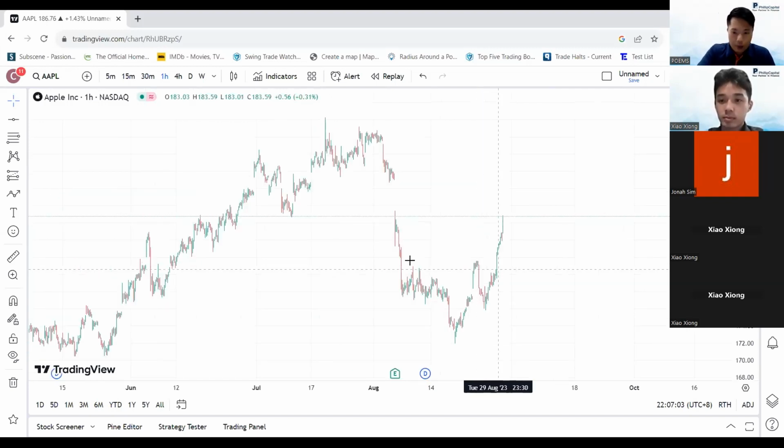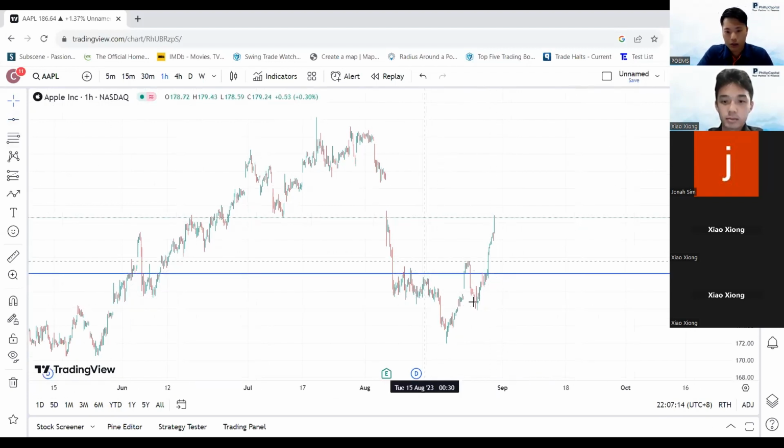For Apple, it has already been bullish. So the most immediate support I'm looking at is somewhere around 180. You realize price from a minor range tapped back down and rejected.